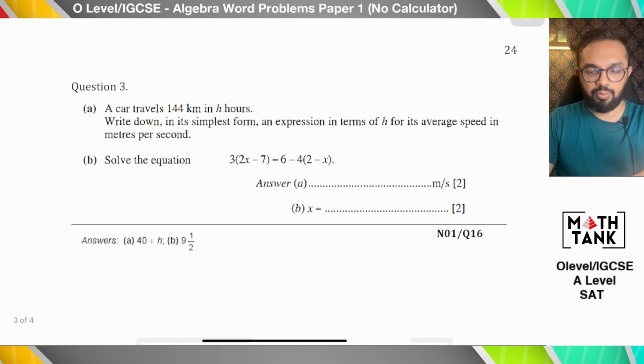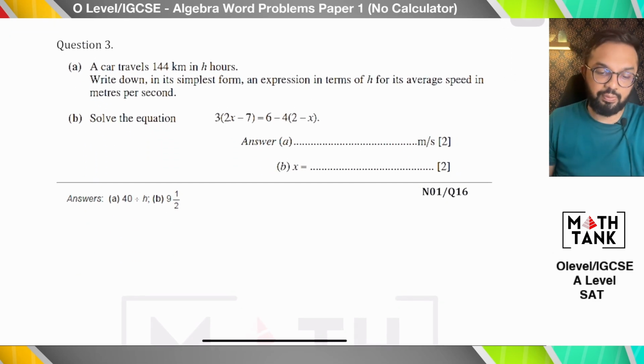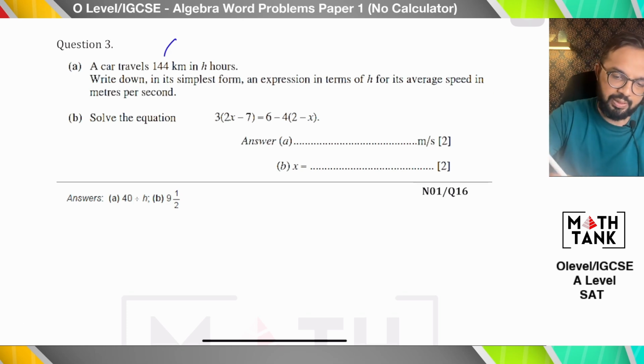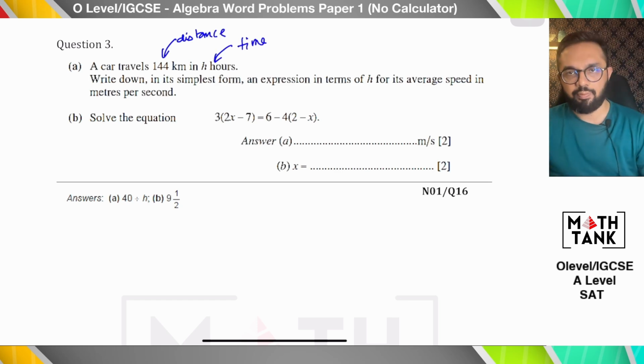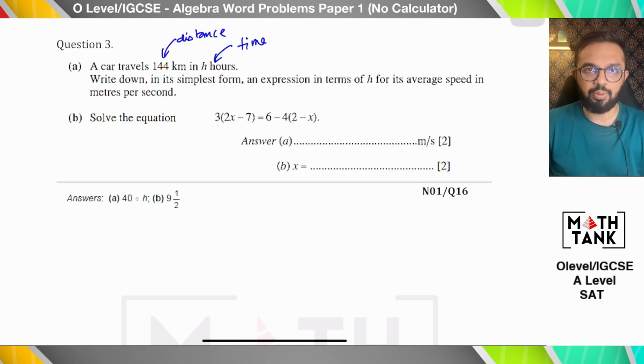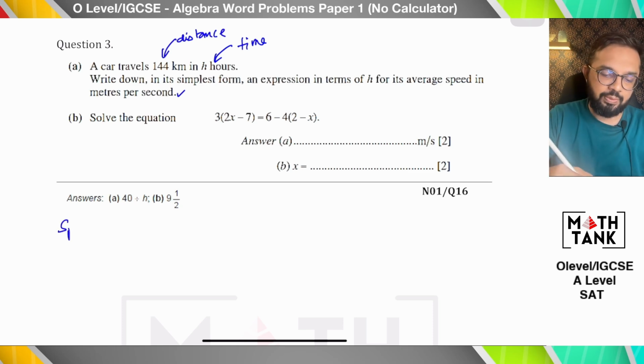Okay, moving on to the next question. A car travels 144 kilometers per hour in 8 hours. Okay, so that's distance, and that seems like time. You will often see a lot of distance time questions in algebra word problems. So let's see this. Write down in its simplest form an expression in terms of h for its speed in meters per second.